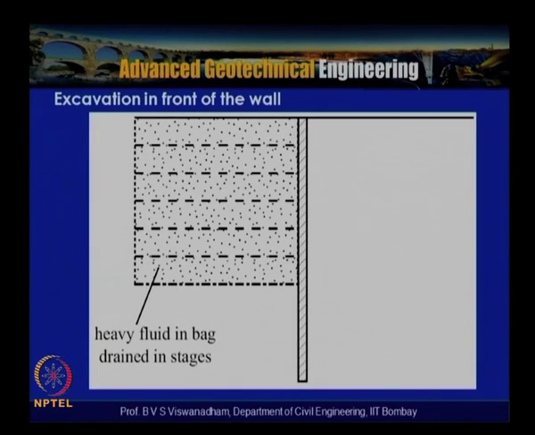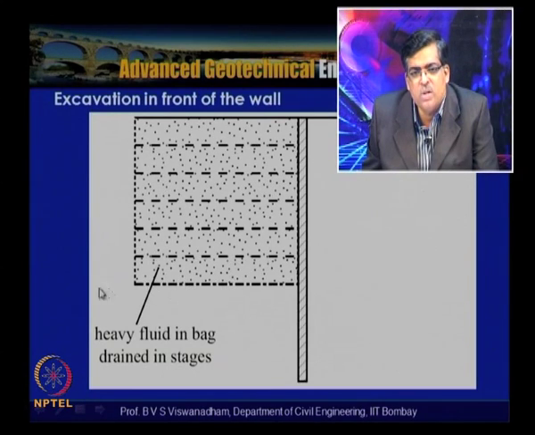So this is the excavation in front of the wall by using heavy fluid in a bag drained in stages. Here there will be a pore water pressure transducer, and you connect it to a wall with a solenoid valve. Once we decide that so many centimeters of fluid is to be drained, the solenoid valve will be turned on remotely and the fluid drained into some other compartment. So by switching on and off we will be able to construct the excavation.